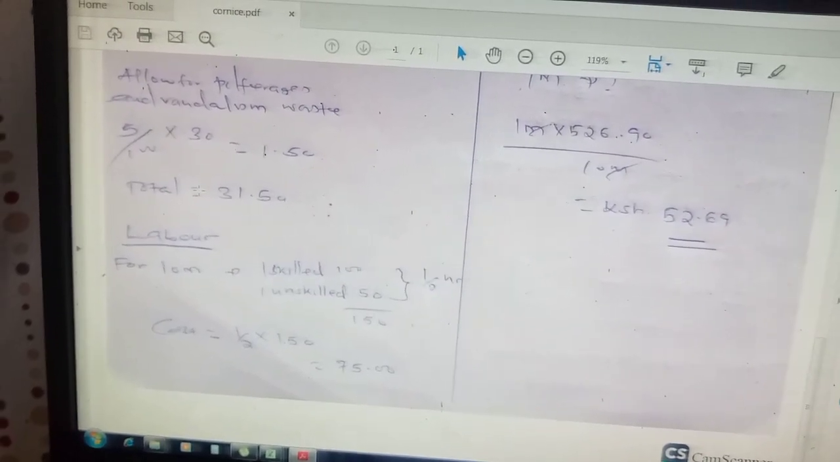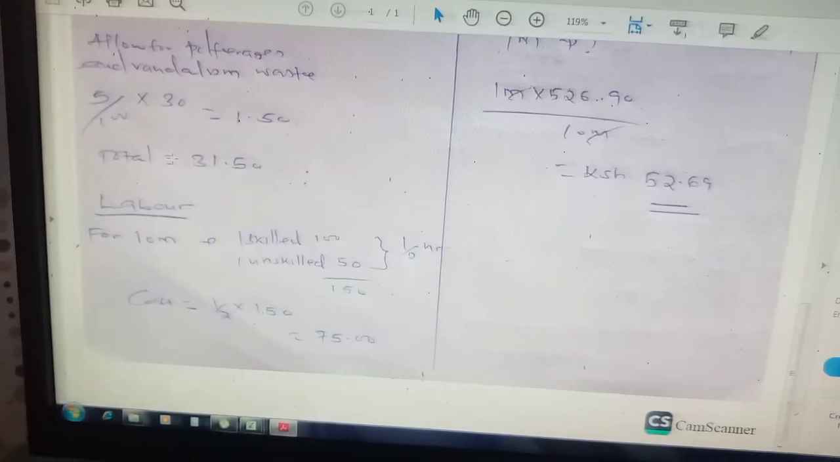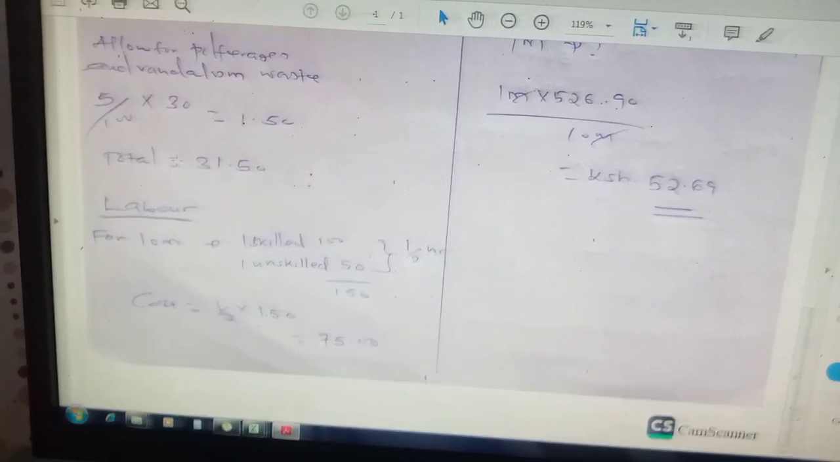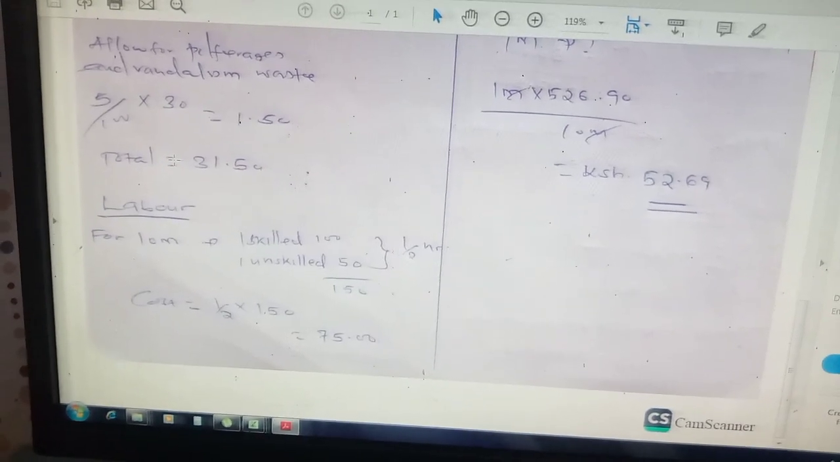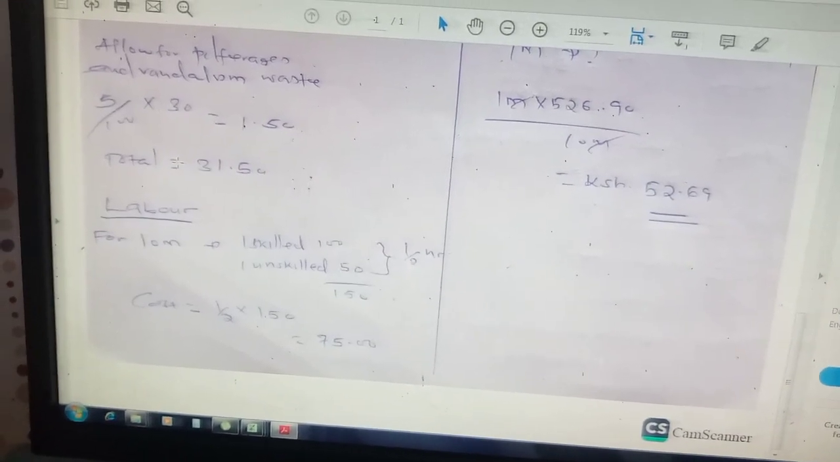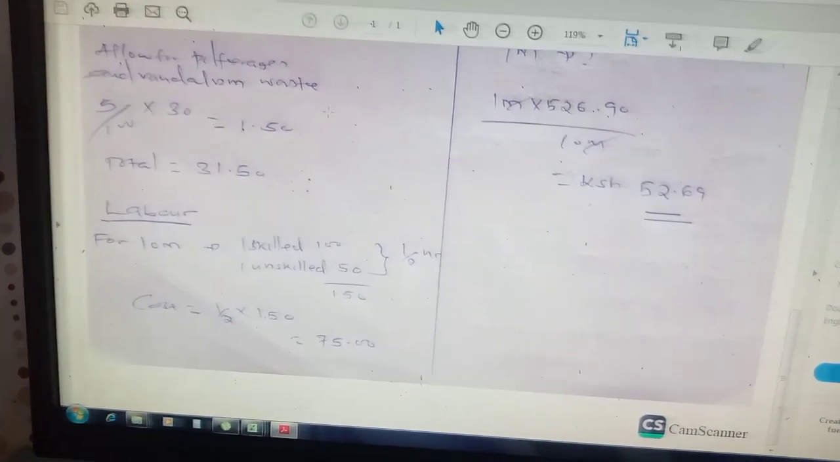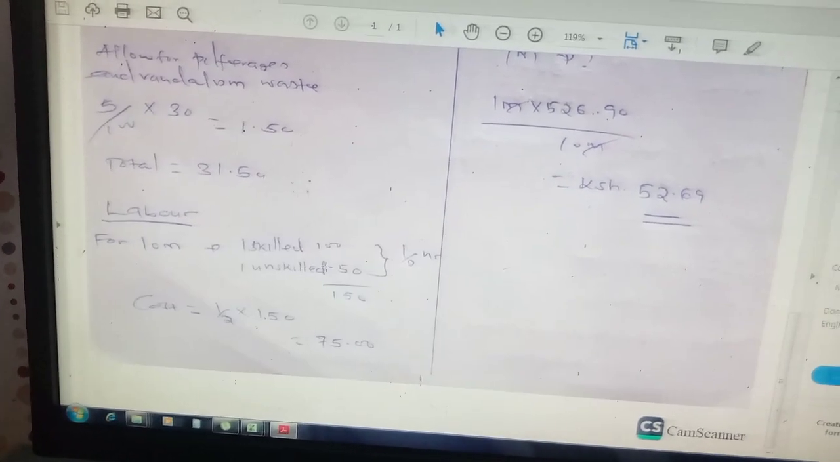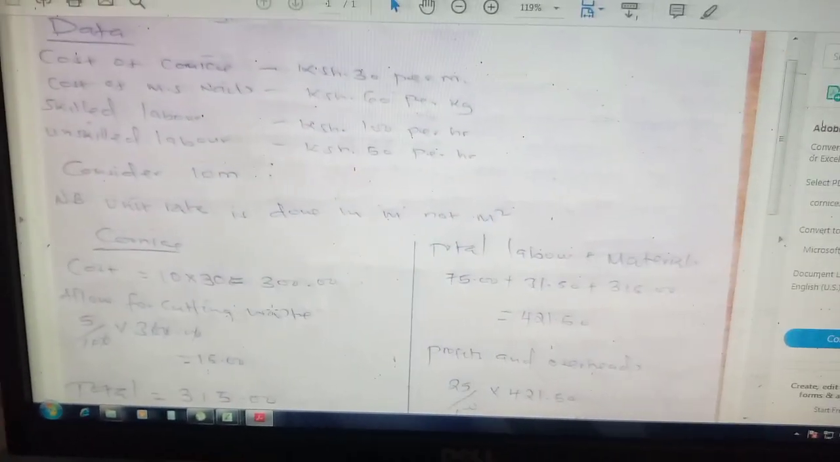So labor for the work, for 10 meters, one skilled worker who is paid 100 shillings per hour and one unskilled worker who is paid 50 shillings per hour can work for half an hour, and that work is done. So you just cost for that half an hour which they will work. You take half of 150, which will be 75 shillings.